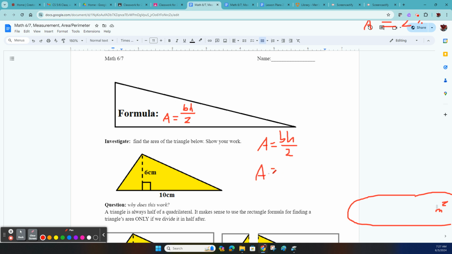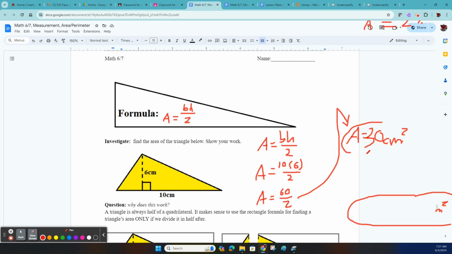A drops down. What goes in for my base? Well, 10 does. What goes in for my height? 6 does. Divide by 2 drops down. Next step. I'm going to do the top of the fraction first. 10 times 6 is 60. Divide by 2 drops down. I'll put my math up here. Area is equal to 60 divided by 2, of course, is 30 centimeters squared. Okay, moving on.